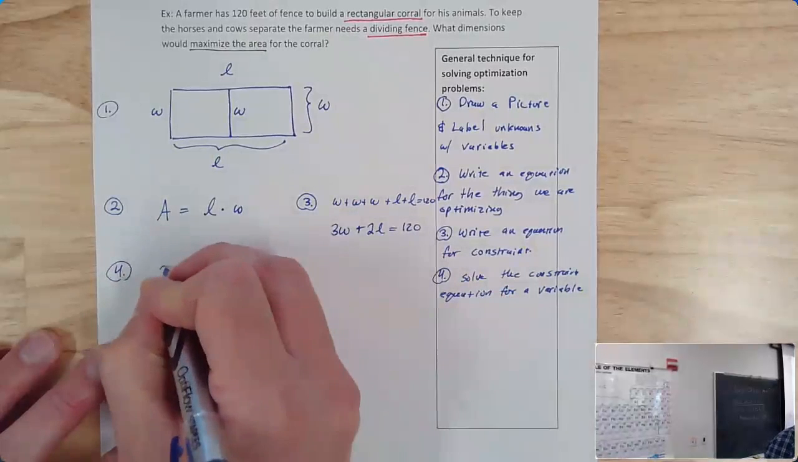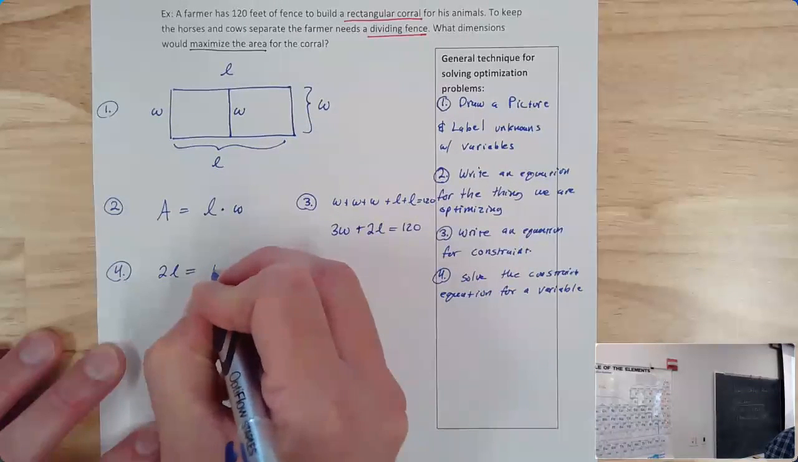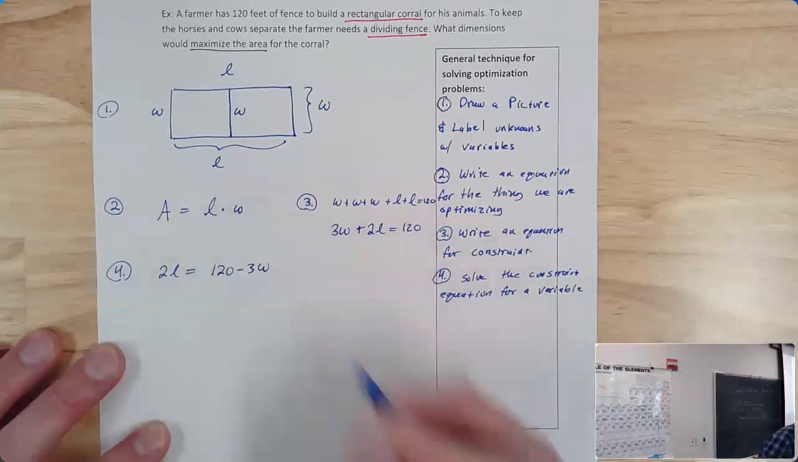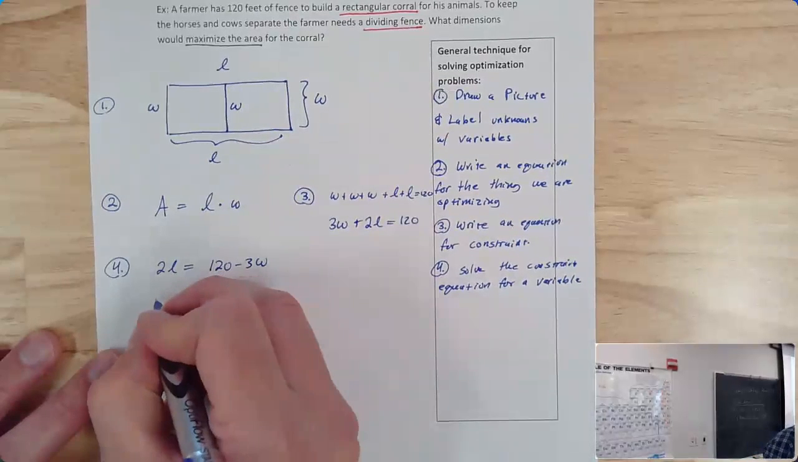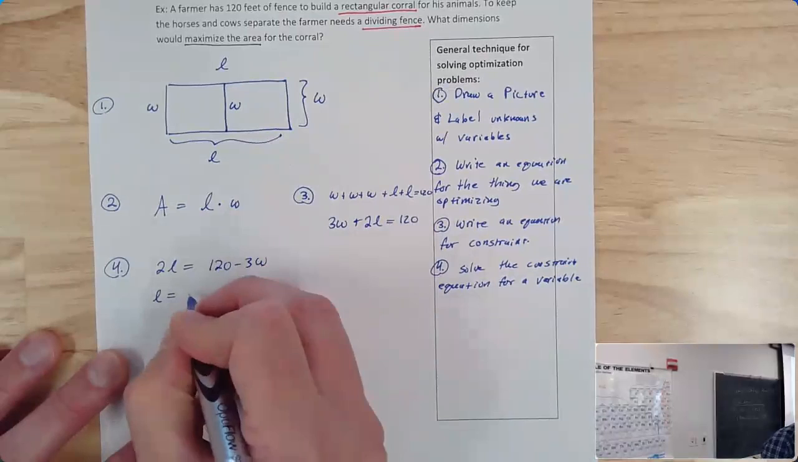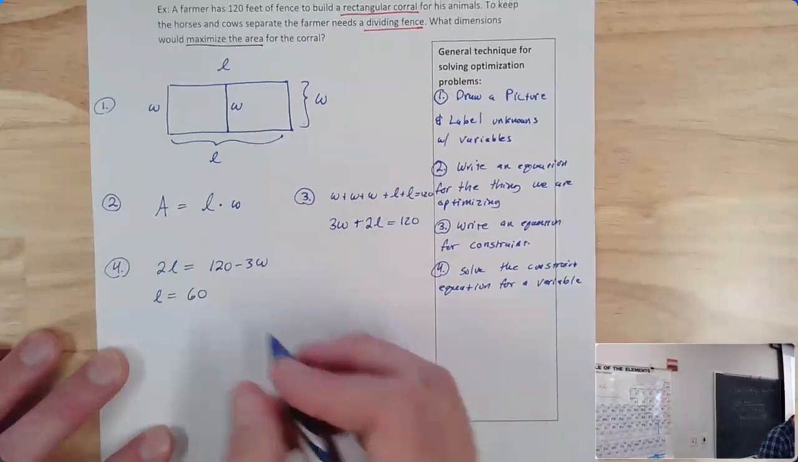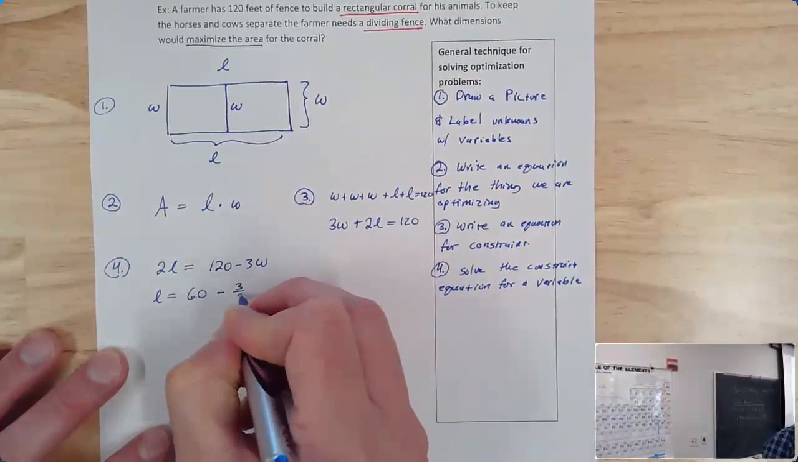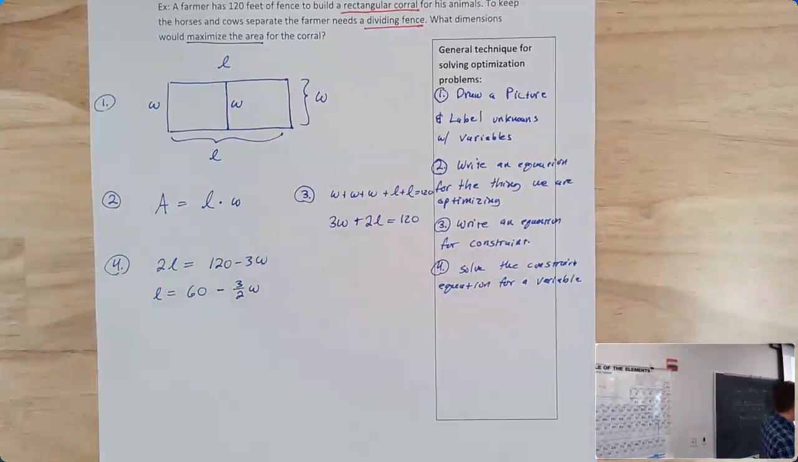So I have 2L equal to 120 minus 3W. And if I divide everything by 2, I have L equal to 120 divided by 2, which is 60, and negative 3 divided by 2 is just negative 3/2. That's all I can do with that, but now I've isolated one of my variables. If you decided to isolate W, that would work out just fine as well. Sometimes one choice is way easier, so we pick that one on purpose, but if they both seem the same amount of terrible, it doesn't really matter. All right, step 5.